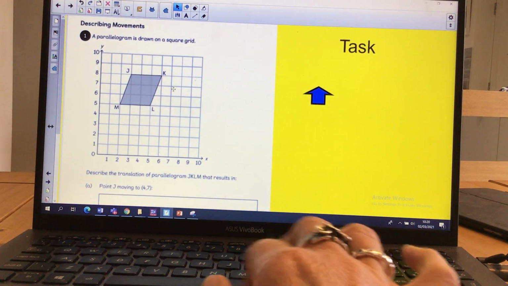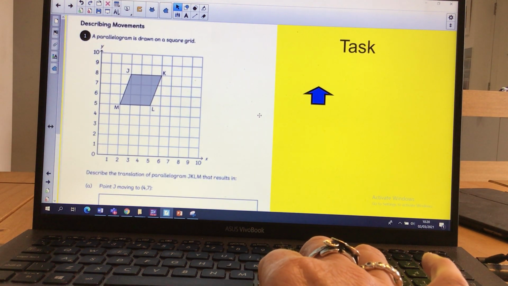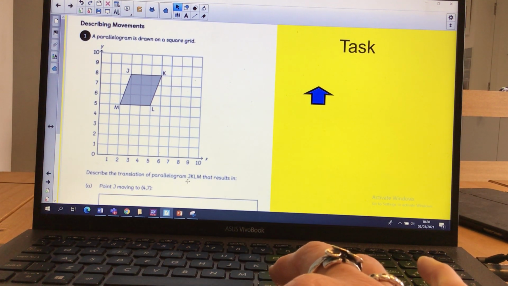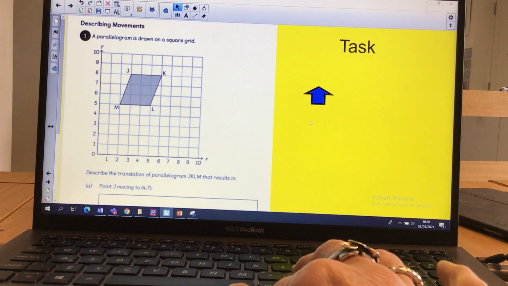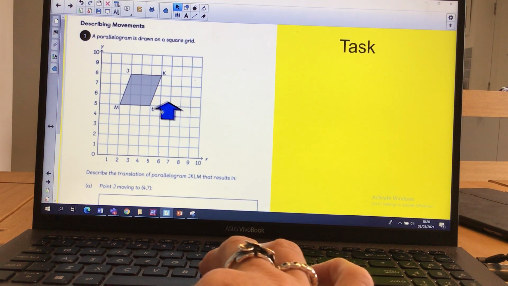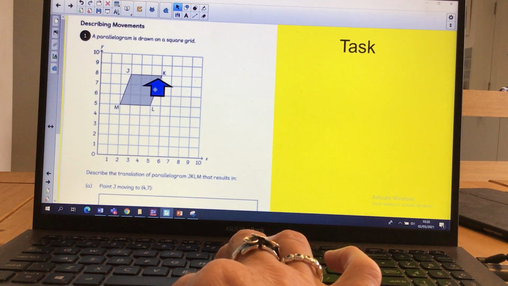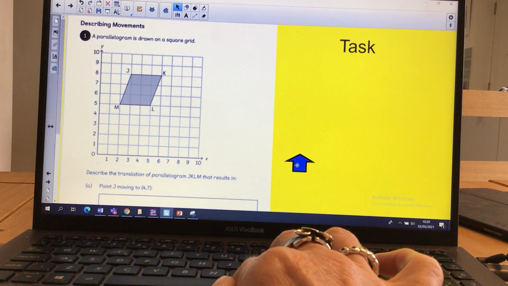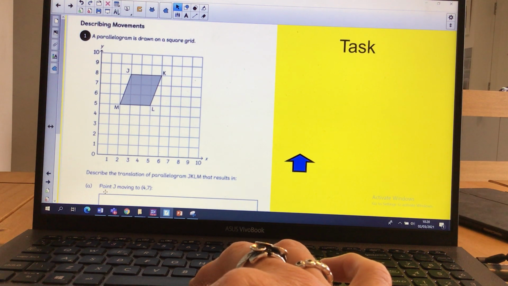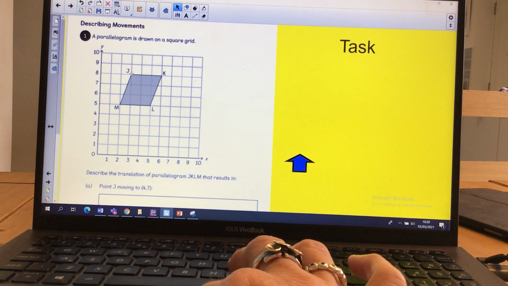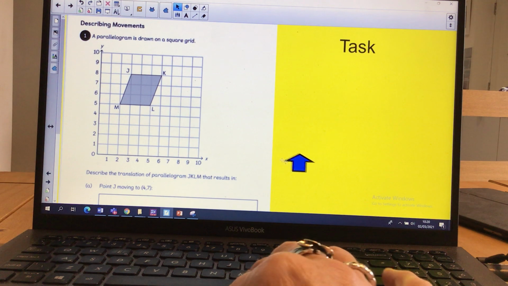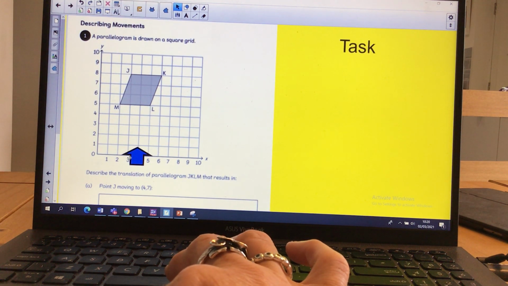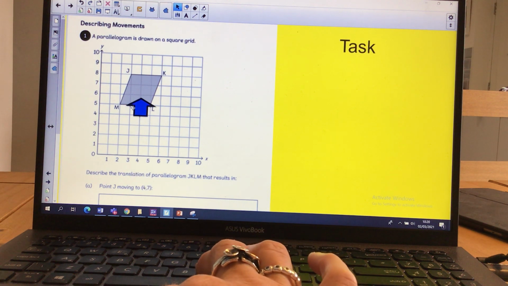Right, so your task is a parallelogram is drawn on a square grid. Describe the translation. So this time our shape is called JKLM. And it says, describe what's happened if point J, there's point J, is moved to 4, 7. So J is moved to 4, 7, and ends up there.